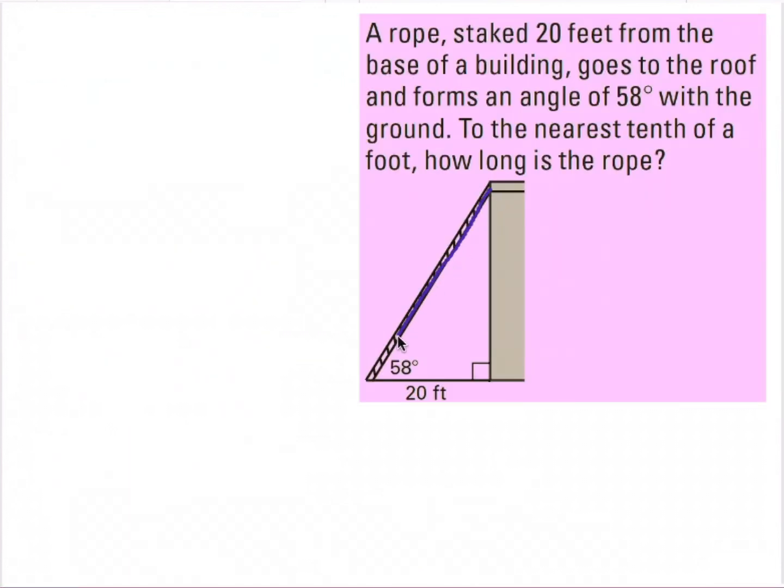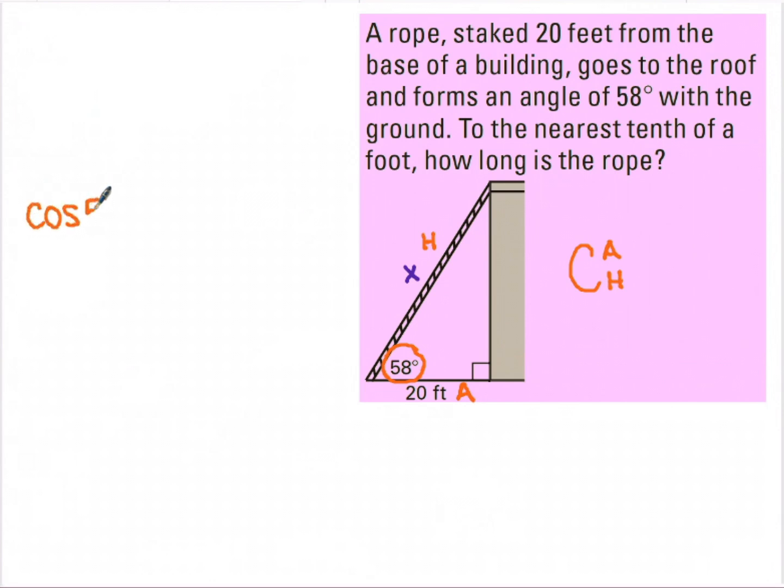Here we've got a rope and it's attached to the ground 20 feet away from the base of the building, and it's forming an angle of 58 degrees. They call that the angle of elevation because going straight forward and upward is called an angle of elevation. And they're asking me to find the length of the rope, so I'll be looking for this side. I have the angle, I'm looking for the hypotenuse, and I'm also given the adjacent. So it's looking like cosine is the right one to use this time since I have an A and an H.